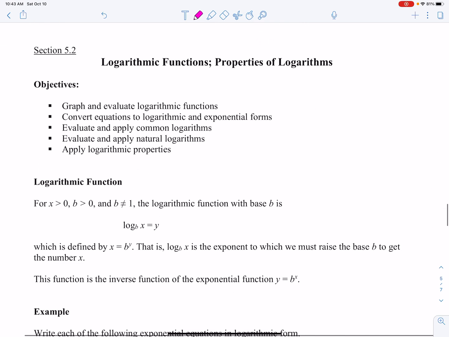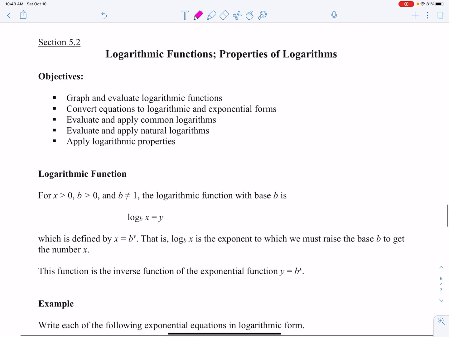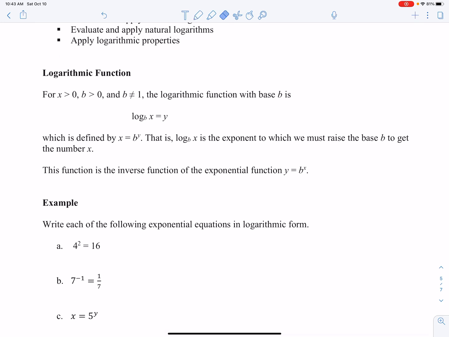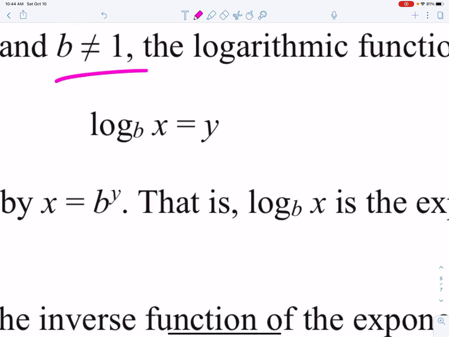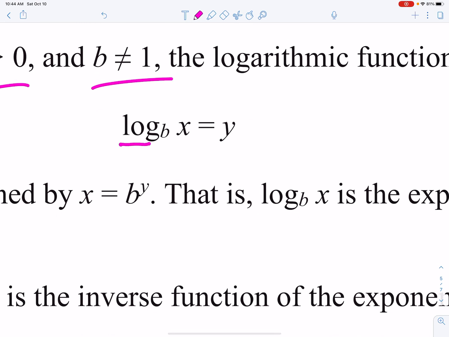All right. Next section. Logarithmic functions and properties of logarithms. So this is what I was talking about before. We're going to talk about those logarithms again. Let's see. So logarithmic function. So there's all kinds of fancy talk here. For x greater than 0, b greater than 0, and b not equal to 1, the logarithmic function with base b is this. So this is how we say this. Log base b of x equals y.